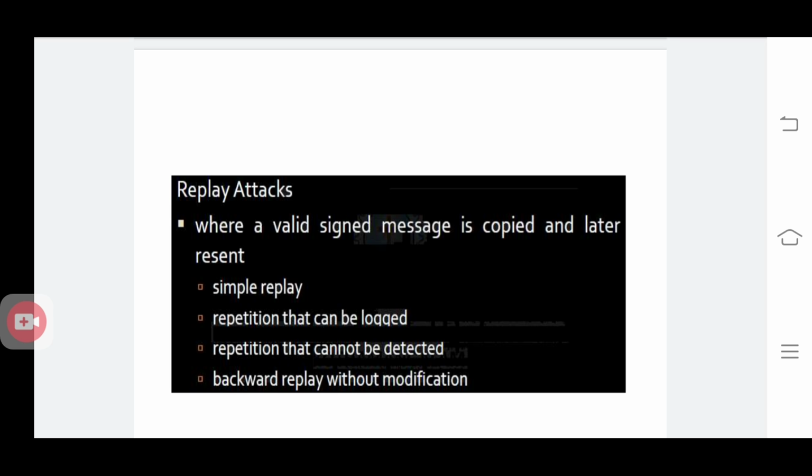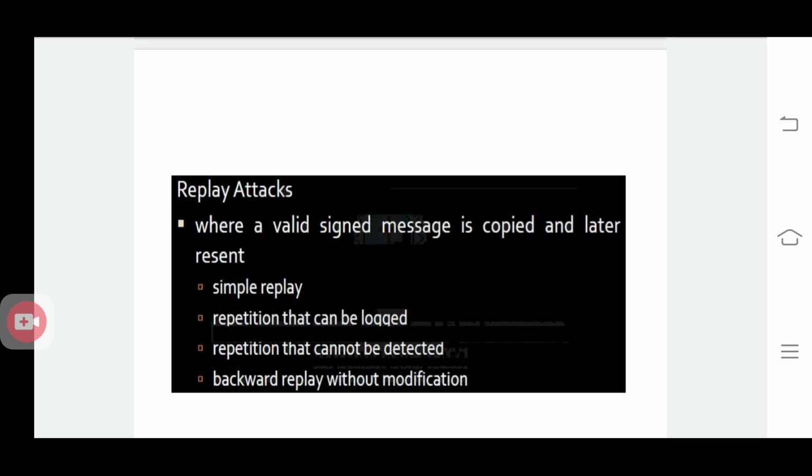The second one is repetition that can be logged. We already have a valid message, and we append a timestamp to the original message to ensure the timeliness property. But the opponent can replay a timestamped message within a valid time window. For communication between A and B, they maintain some valid time window, and the opponent can replay the timestamped message within that window. That is repetition that can be logged.